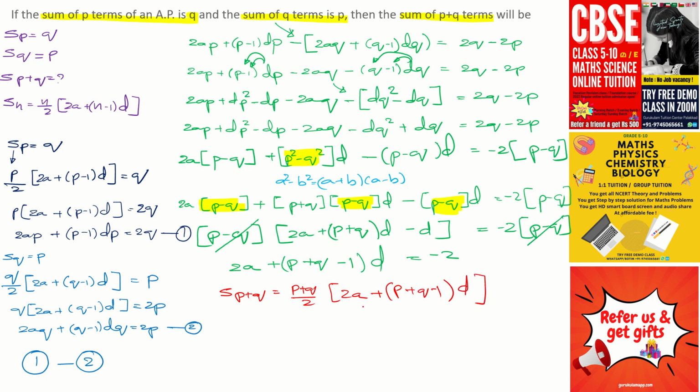Actually, when we analyze here, this value can be written as minus 2, right? So we can rewrite it as p plus q by 2 into minus 2. This 2 and this 2 get cancelled, so it becomes minus 1. So minus 1 into p plus q, it is going to be minus p plus q. So this is going to be our final answer.